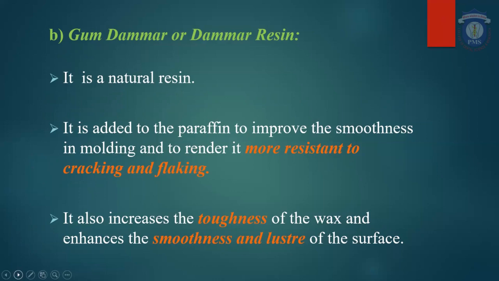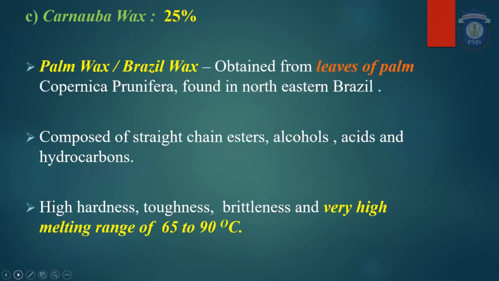So this makes the manipulation of inlay wax easier, and it makes it more resistant to cracking and flaking. It also increases the toughness of the wax, and enhances the smoothness and also the luster. It gives a glossiness to the wax. So basically gum damar is added to make it more resistant to flaking, makes the manipulation easier, and adds a glossiness or a luster to the wax.